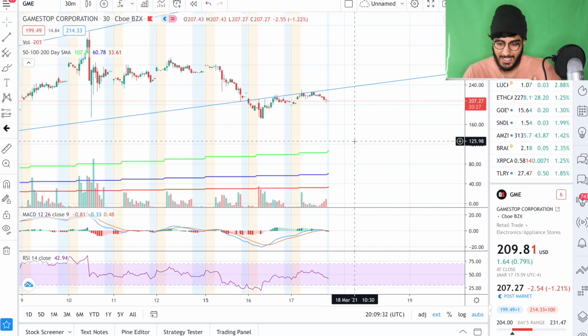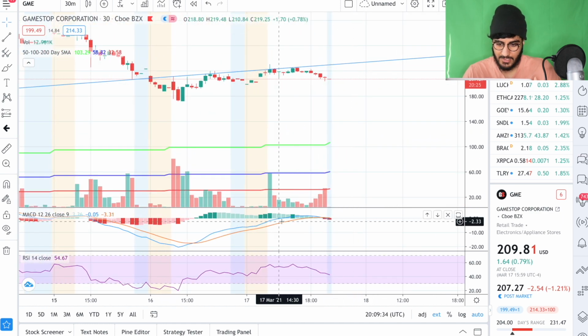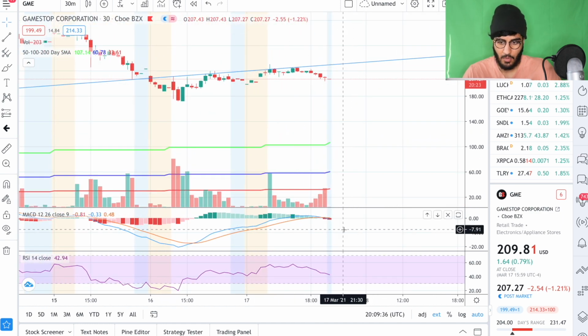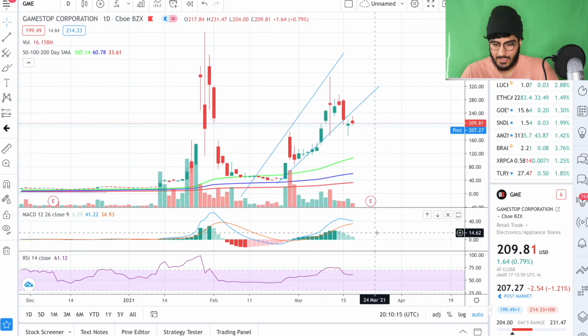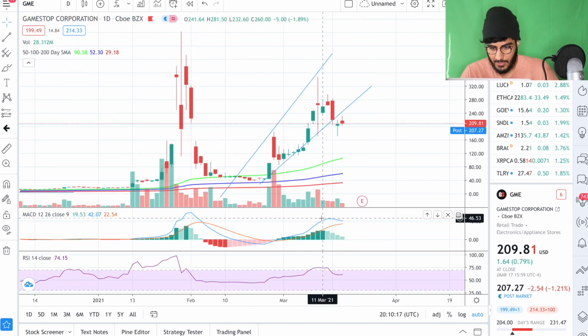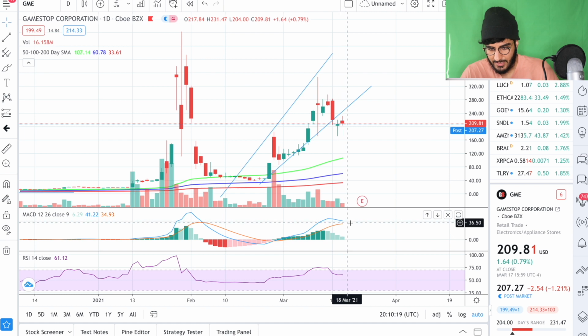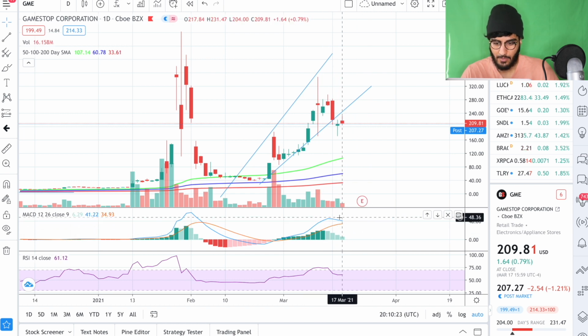If we're just looking at our MACD on the 30-minute, you can see we are starting to cross right back over to the downside. And so I want to look at the MACD here on the daily time frame, and you can see we are starting to curl down a little bit, and we are looking to cross over here to the downside with our signal line.